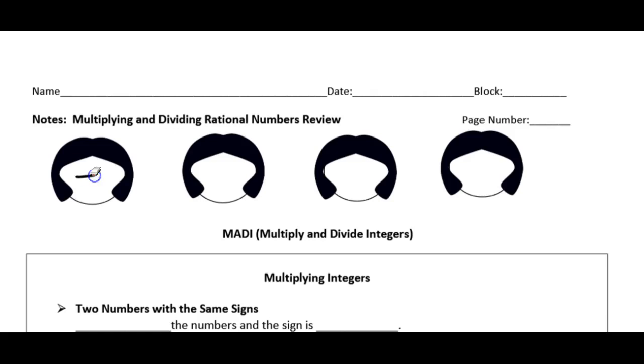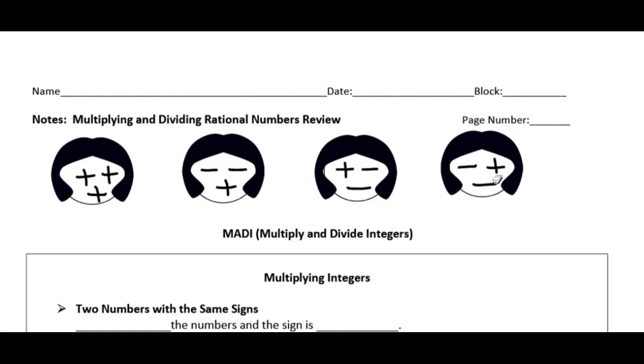For two positive numbers would give us a positive number when we're multiplying or dividing. If we are multiplying or dividing two negative numbers, we would also get a positive number. If we are multiplying a positive and a negative, or dividing a positive by a negative, we would get a negative answer. And if we are multiplying a negative times a positive, or dividing a negative by a positive, we would get a negative answer.